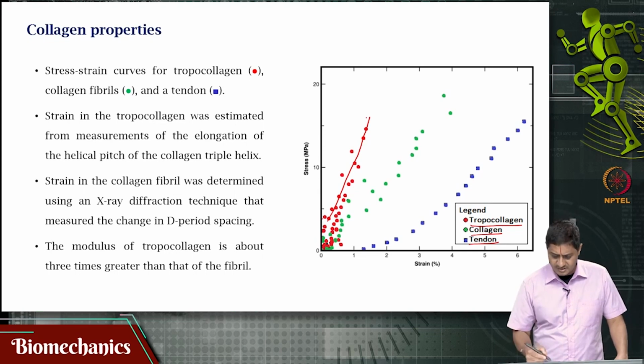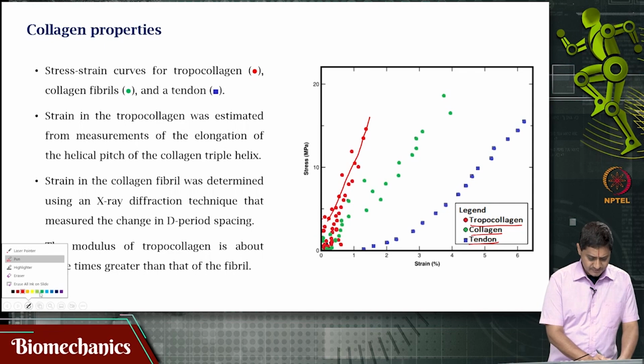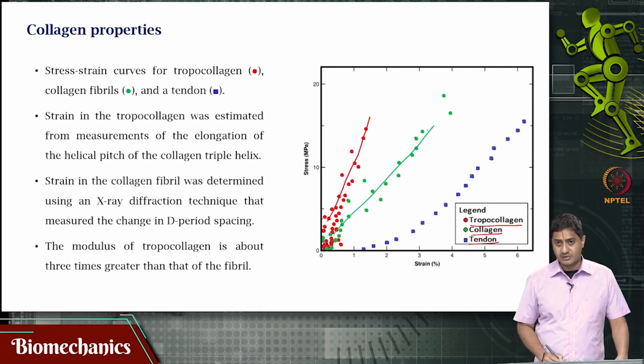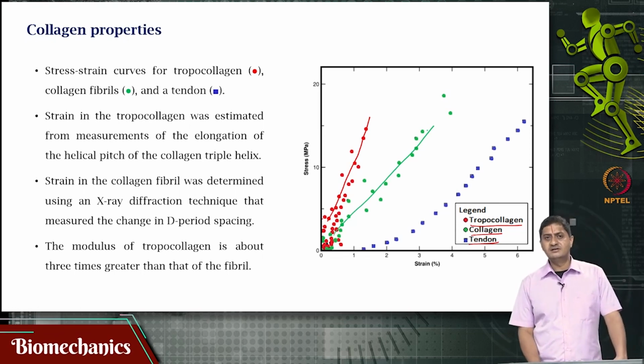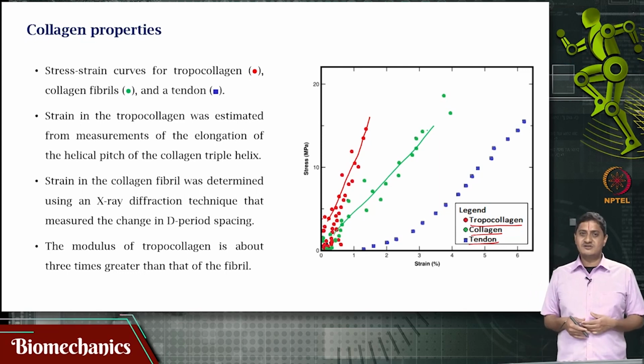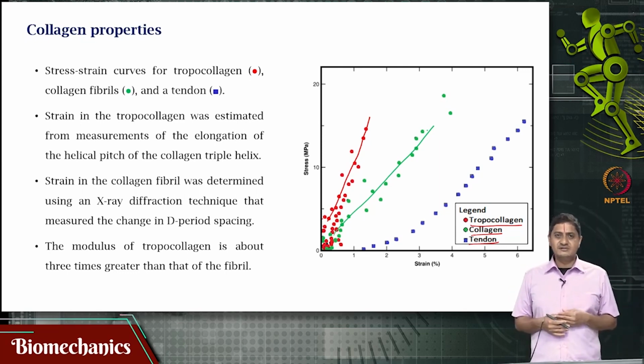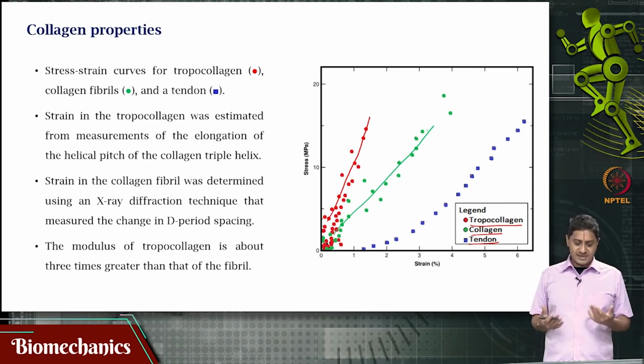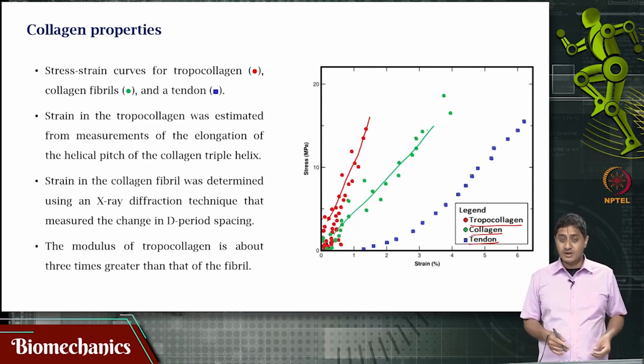suppose I am performing a linear regression, I will get a line like that for tropocollagen and a line like that for collagen. Suppose I find the slope. This is not exactly the modulus, but suppose I was to linearize this and find the slope, or whatever is an equivalent of the modulus, then you find that the modulus of tropocollagen is about 3 times as much as the modulus of the collagen fibril.